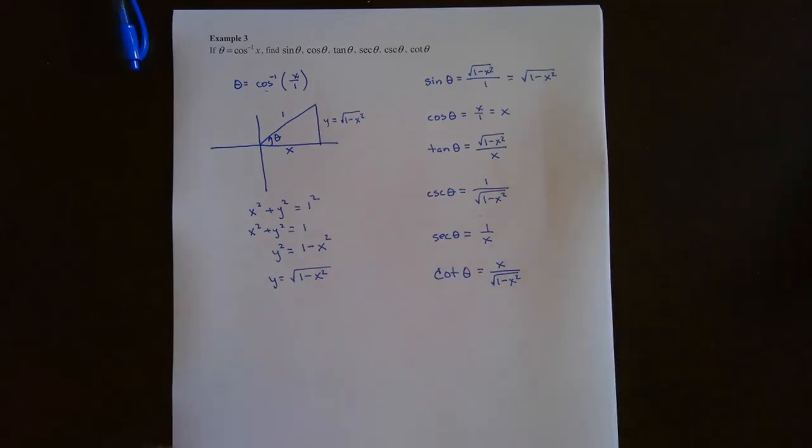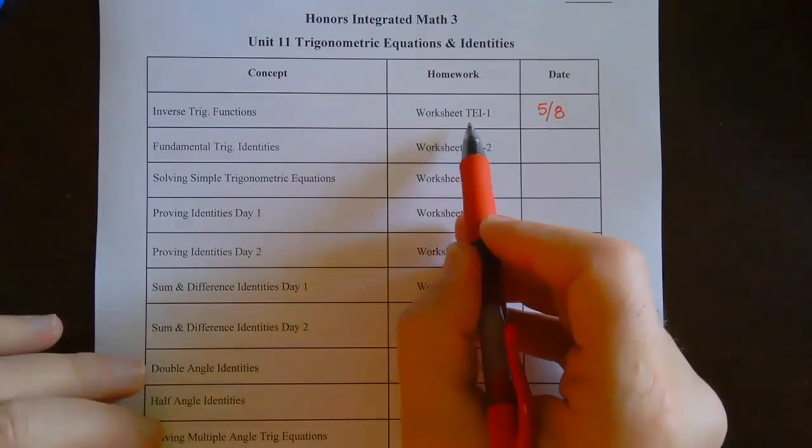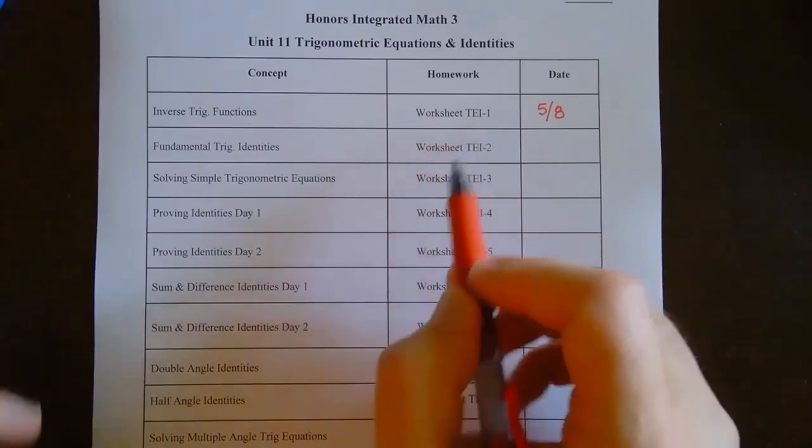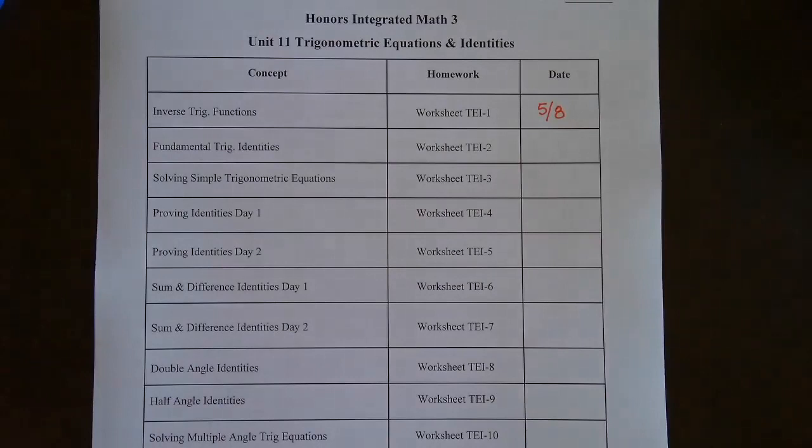All right, that's it, guys. Let me get that assignment sheet and we'll fill that out. So for today, what I want you to do is worksheet TEI 1. You're going to find a lot of inverse trig functions, and again, it's important that you know which quadrant to put these in. That's the big deal. It's okay to go back to your notes and go, oh, I have to put it in this quadrant, and then the more you do, the better you get at it. You've got to practice this stuff.